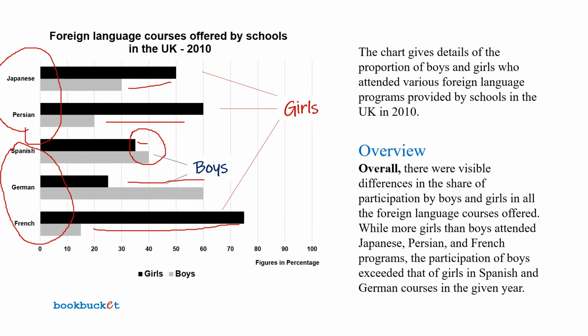Let's write the second part as well. While more girls than boys attended Japanese, Persian and French programs, the participation of boys exceeded that of girls in Spanish and German courses in the given year. Now we have introduced the general trend as well. Girls' participation was higher in certain programs, whereas boys' participation was more in Spanish and German courses in the given year. So we are not giving more details. We are just giving the general classification here in the overview. Of course, we will give more clarity by supporting the data from the graph in body paragraph 1 and 2 respectively.